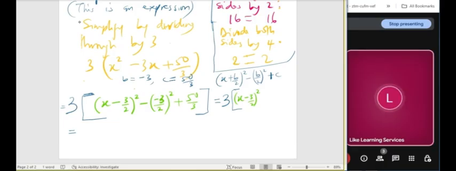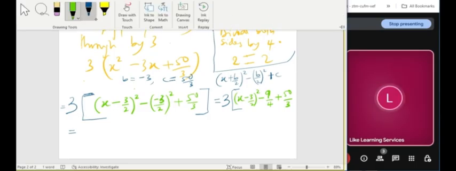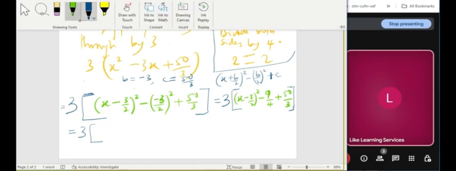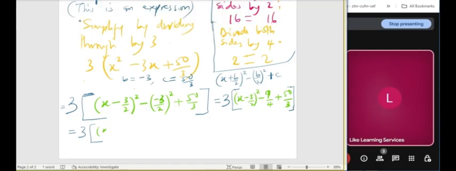Can you just simplify this one? Okay, let me write it. That's 9 over 4 plus 50 over 3. Please work in fractions. It's neater to work in fractions. You have to learn to. So that will be 227 over 12. All right, so this becomes 3 in big bracket, then the small bracket. Yeah, you're getting it. x minus 3 over 2 all squared.